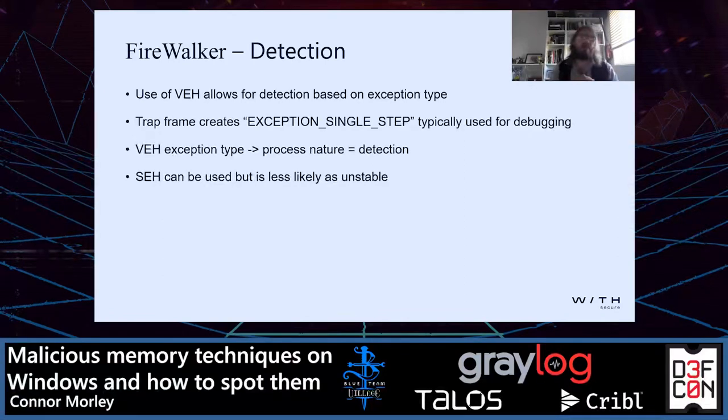So exception single step outside the use inside a debugger, that's something that should be flagged and is really easy to basically say something's not right here and it needs to be looked at. And as I said, the VEH exception type to the process nature easily equals detection. Again, if you have calculator doing buffer overload exception handling, but then there are two or three instances of it, that's not going to be right, especially in the VEH, because that should be something handled by SEH. So it's something that can be easily monitored for.